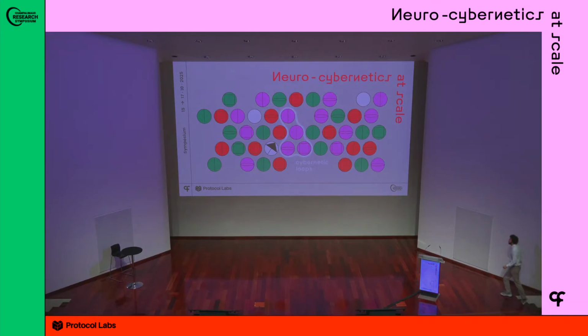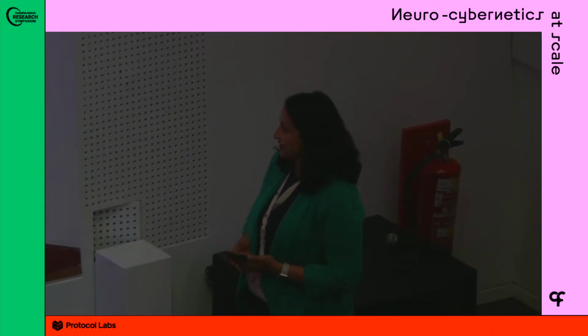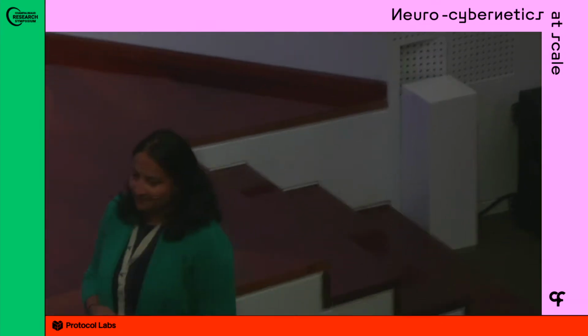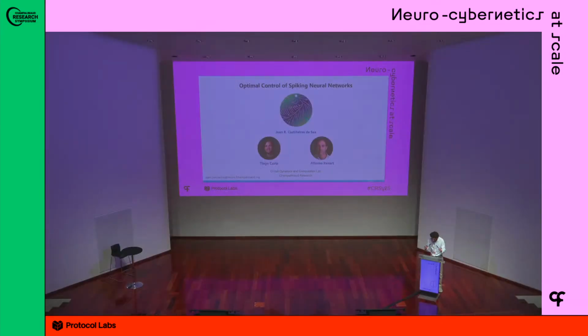First up is Juan Castiñeras from the Champollion Foundation, telling us about optimal control of spiking neural networks. Thank you. All right, thank you so much.